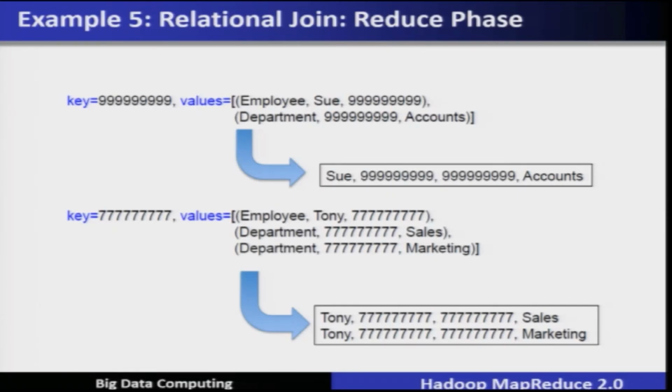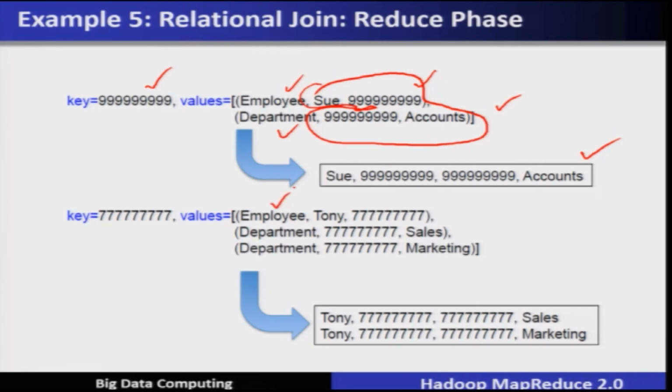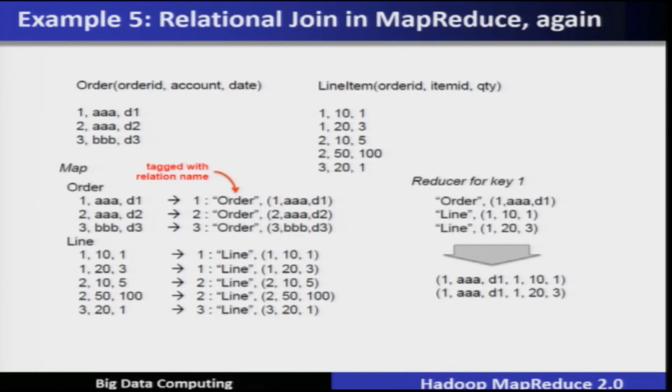So, in the join, when we group by key, let us say that two different tuples are appearing, and since their tables are different, we are going to join them using these different notions. Similarly, in the other case, we have an employee and two different departments. So, this employee will be joined, and it will generate two different tuples: Tony and sales is one tuple, Tony and marketing is another tuple. This way we can perform the relational join operation.